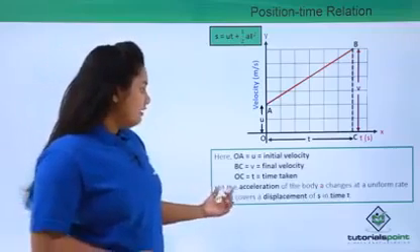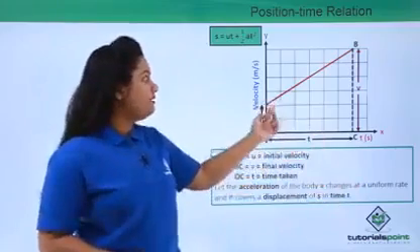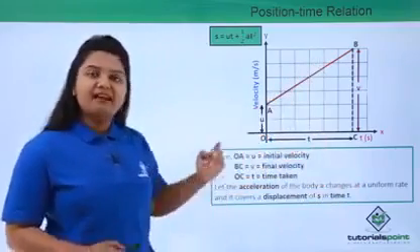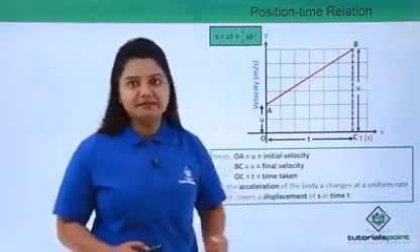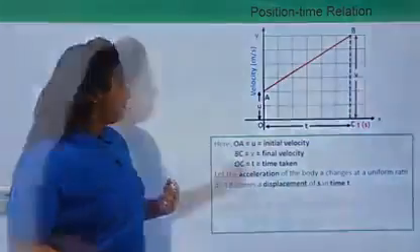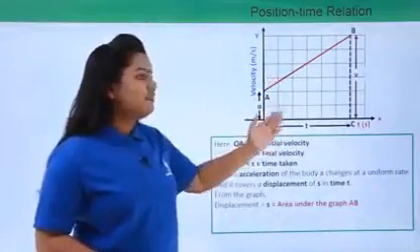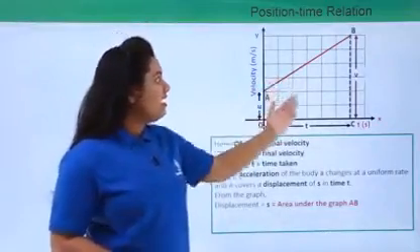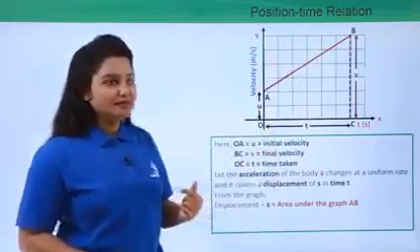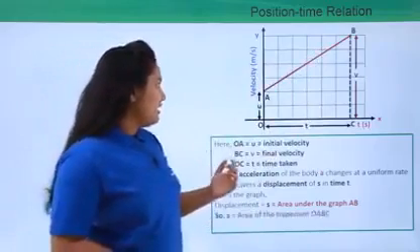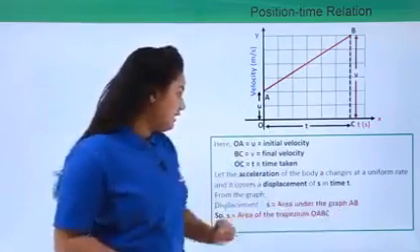Now, let the acceleration of the body change at a uniform rate, which is apparent from the graph here. And the displacement covered by the body, we will take as S, let's say in time T. Now, from the graph, we see that the displacement of the body is given by the area under the graph AB. So here, the displacement is given by the area under the graph AB.